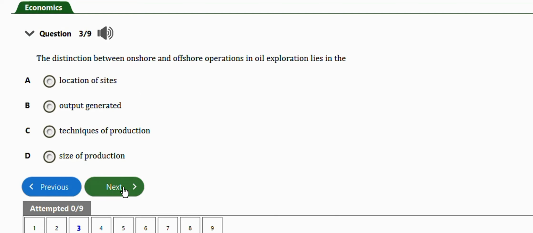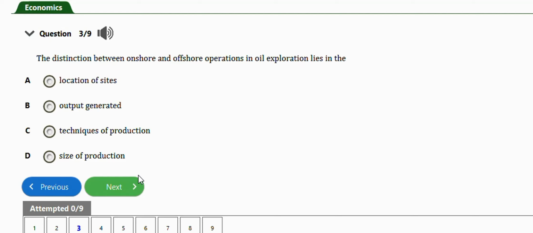Next question says the distinction between onshore and offshore operations in the oil exploration lies in the location of sites, output generated, techniques of production, size of production. Right answer is option A, which is location of sites.